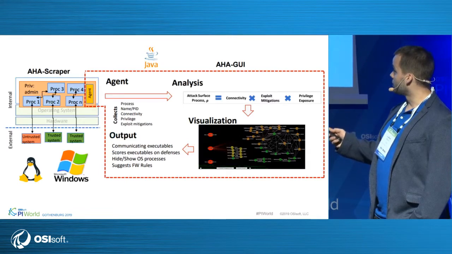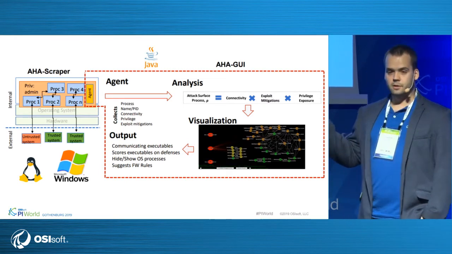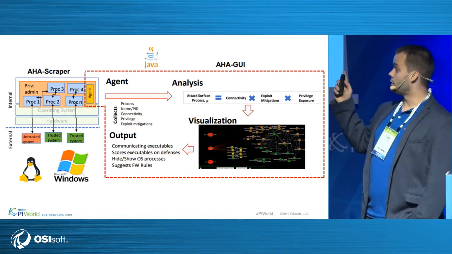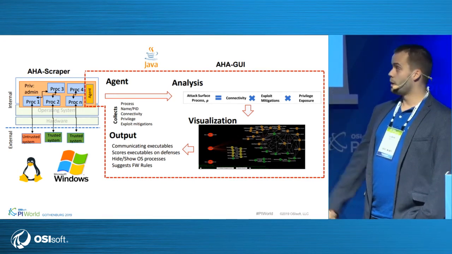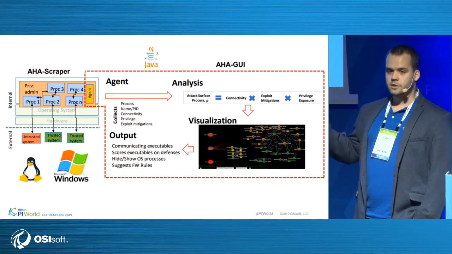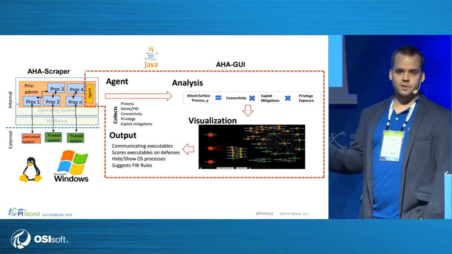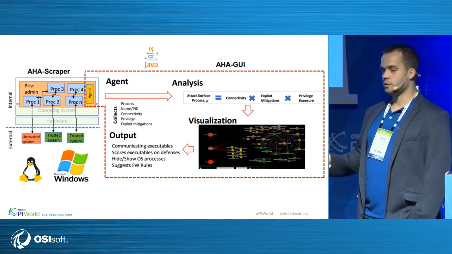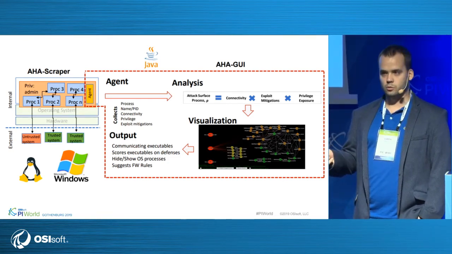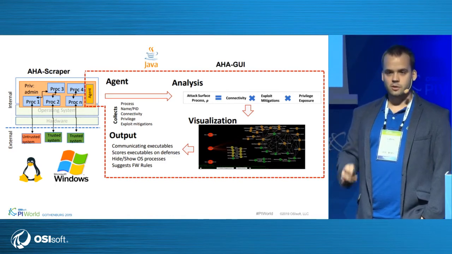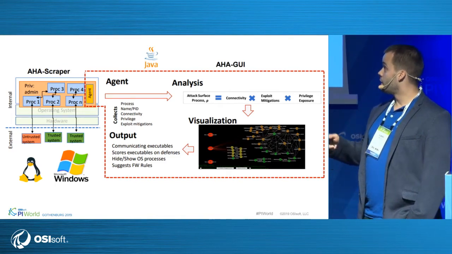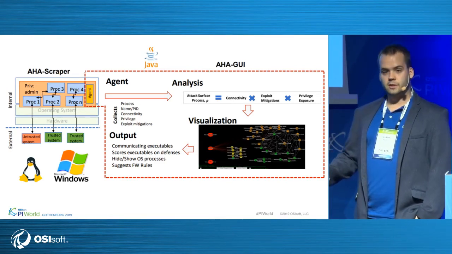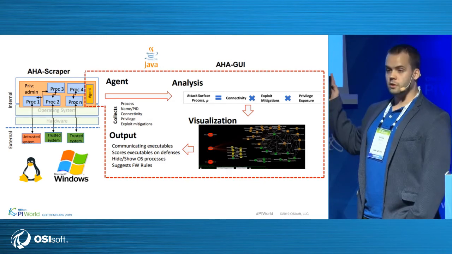And the way it works is that there are two parts. One is the scraper, which you can see on the left, and the second is the GUI, graphical user interface, on the right side. So the scraper scans your system, looks for all the processes that are running on your system, the properties of these processes, what kind of ports they have open for communication to the external network or even internally, and then it saves this information into a text file.